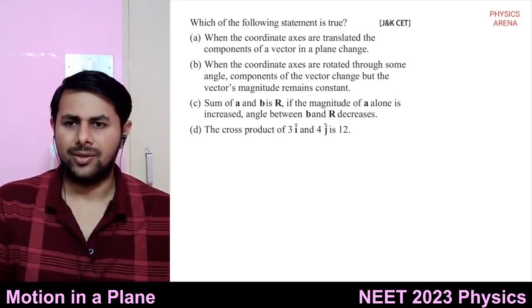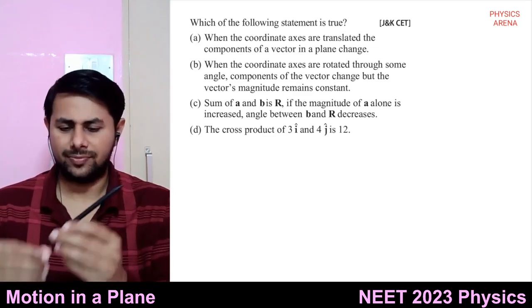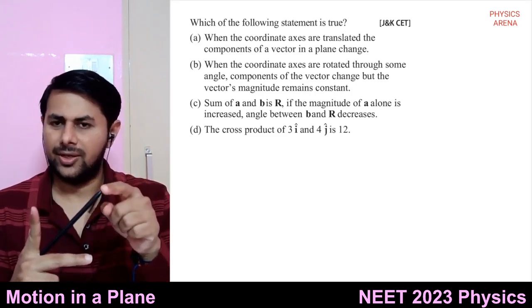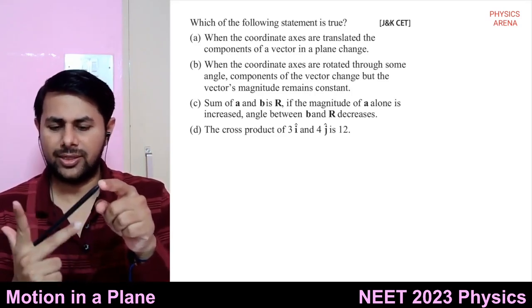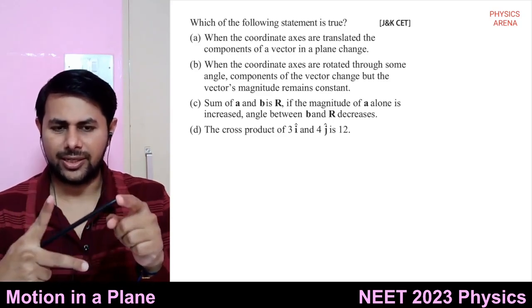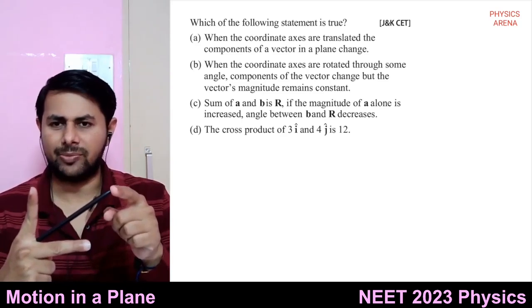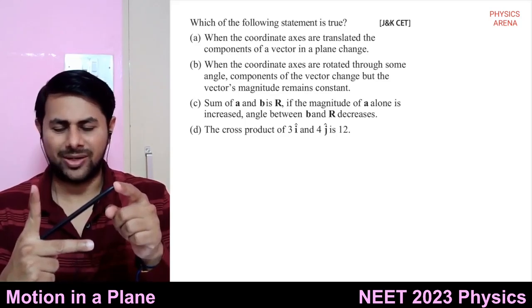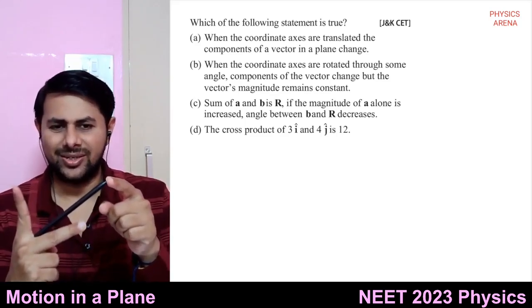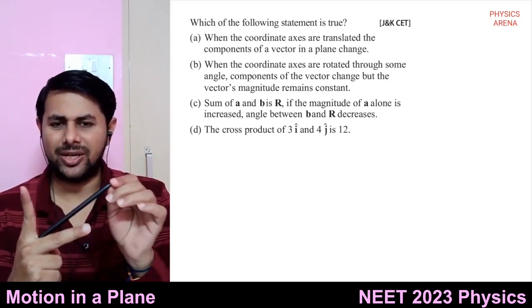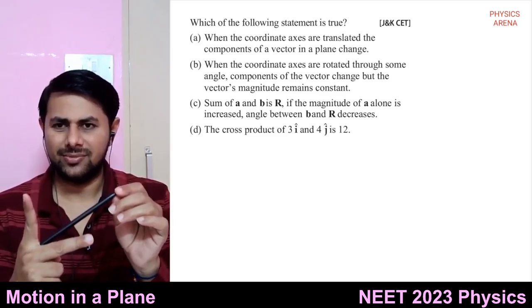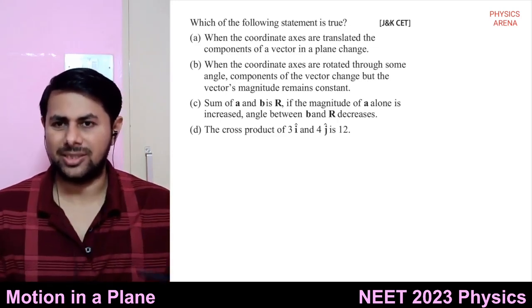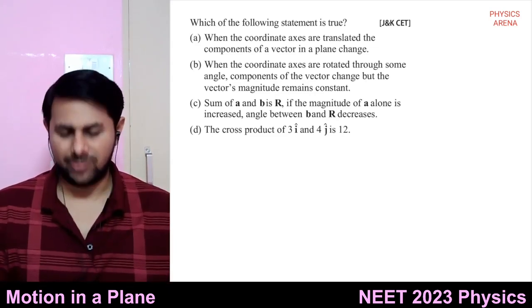Okay, good. So see, suppose this is your vector, and these are your coordinate axes, x and y. They are like this. If you rotate them, see, I have rotated x and y. Earlier x was horizontal, y was vertical. Now I'm rotating. Is there any change in the length of this vector? No, sir. So the length of the vector remains the same, the magnitude remains the same. So the answer is option B.